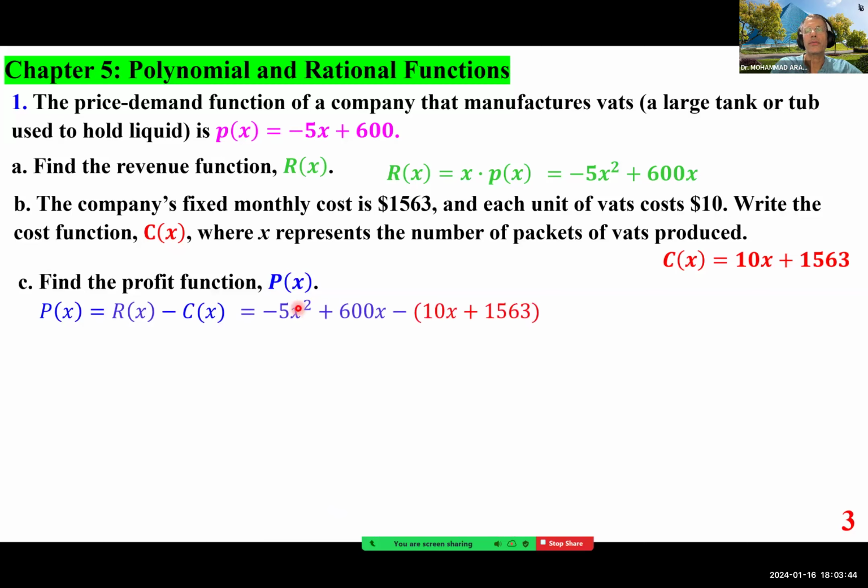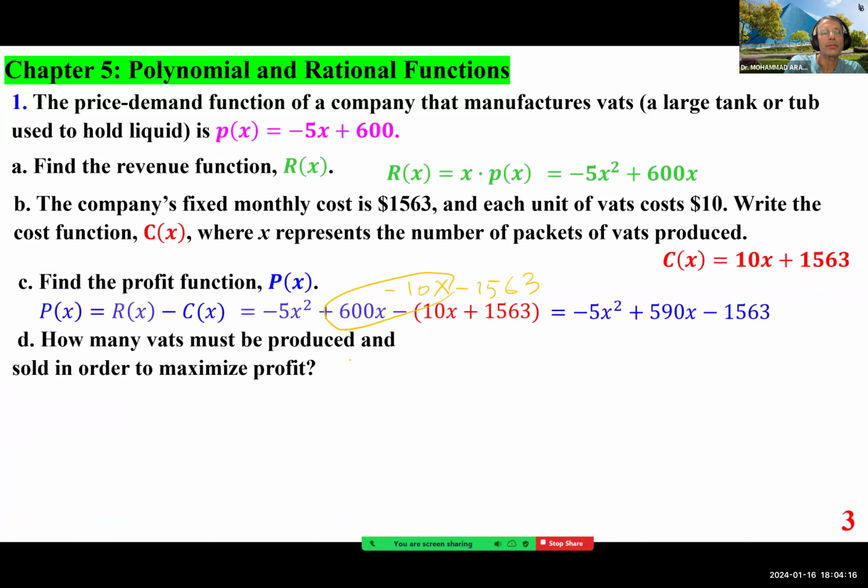So revenue is minus 5x squared plus 600x. C of x is 10x plus 1563. We're going to subtract it. Therefore, we are going to distribute the negative sign. Minus 10x, minus 1563. So we can combine these two into 590x. The rest do not change.